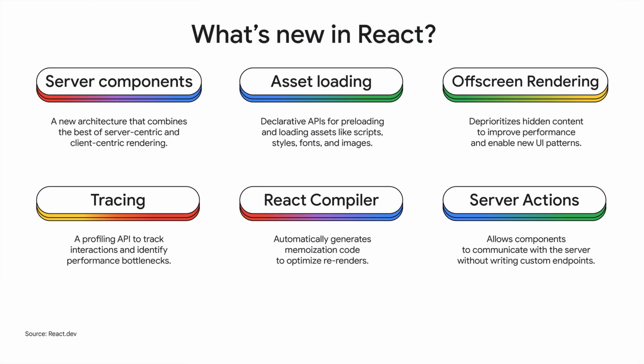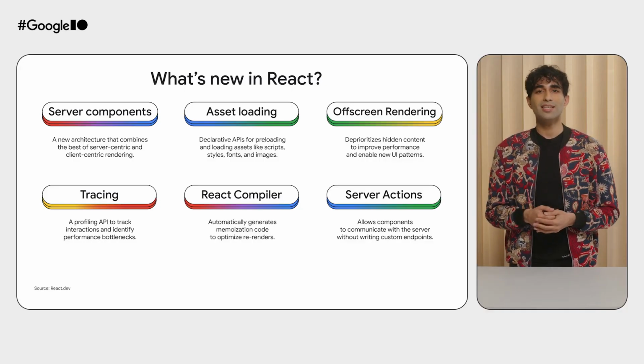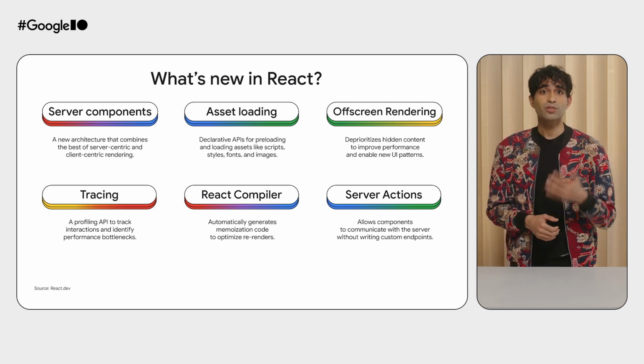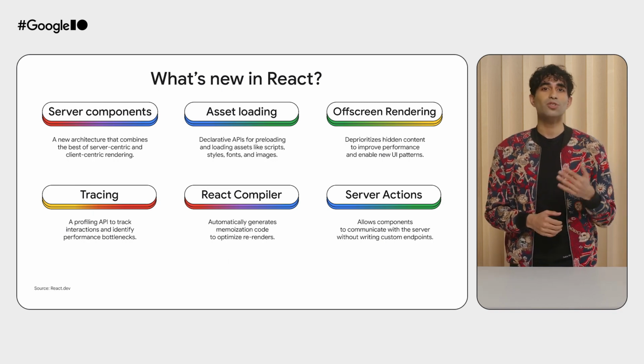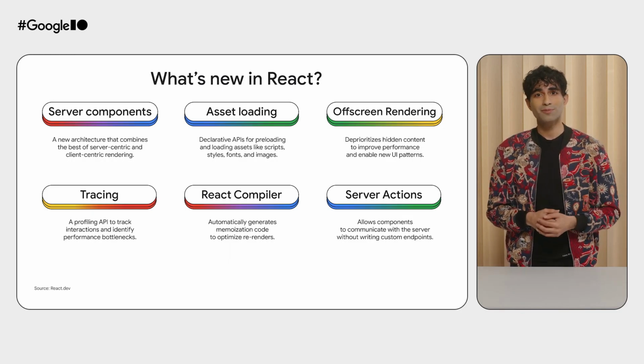React environments. Off-screen rendering, which improves performance by deprioritizing hidden content and enabling new patterns, is also pretty exciting. Transition tracing is a new profiling API that assists developers in tracking interactions and identifying performance bottlenecks more effectively.